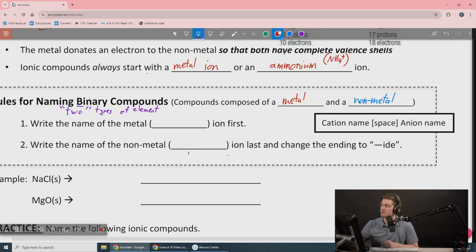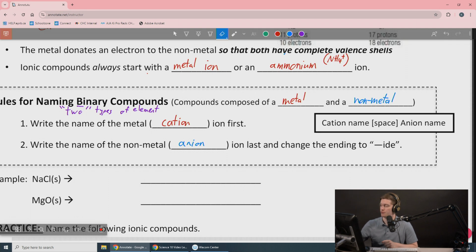When you name these, you just write the names of the ions. So you write the name of the metal ion first. Remember, that's our cation. But you can drop the word ion when it's in a compound. And then you write the name of the non-metal, which is our anion, last. And remember that the anion name has to be changed to "-ide".